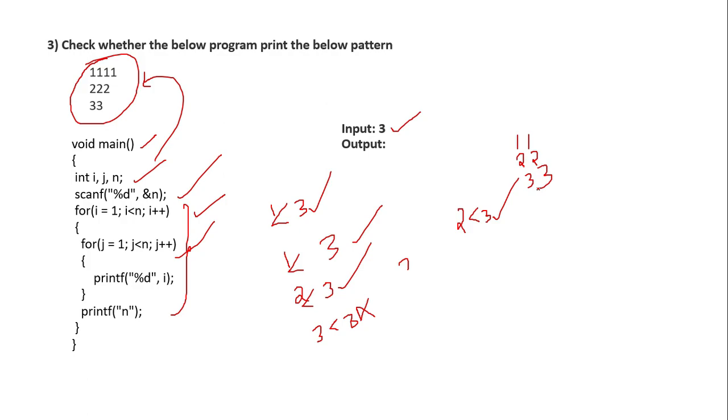Again you are printing the same thing, right? So we'll get this output, but we need this output. As you can see on the screen, the desired output is different and what we got is different. So we need to modify the code.